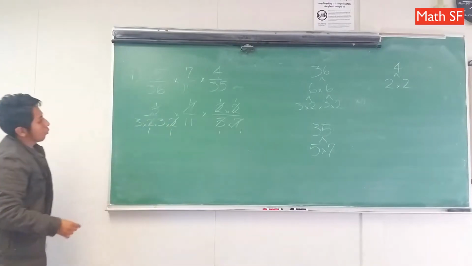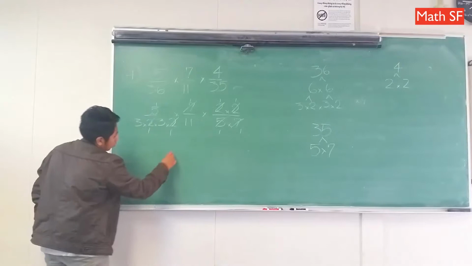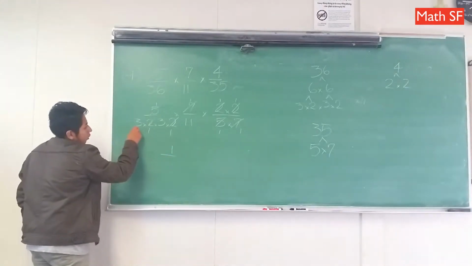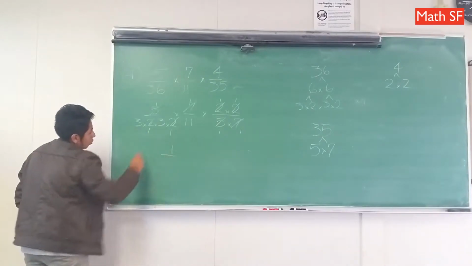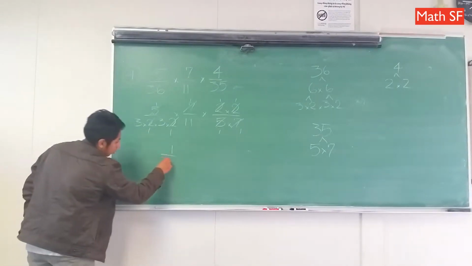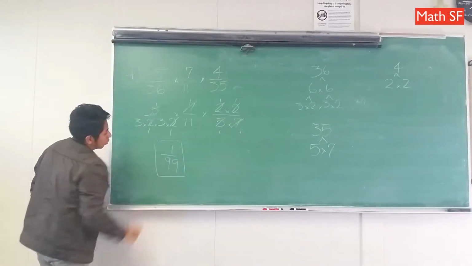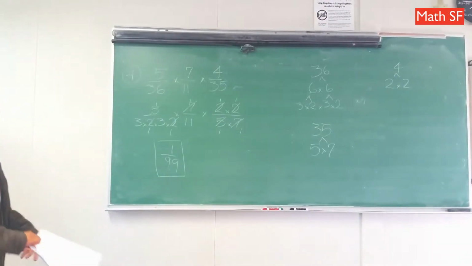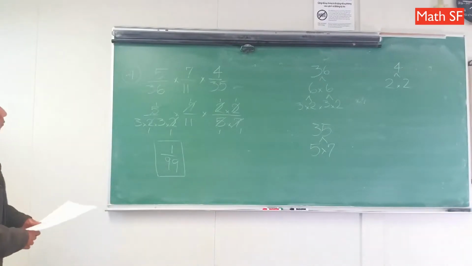So what are we left with? 1 times 1 times 1 times 1, which is 1, over 3 times 3 times 11, which is 3 times 3 is 9, times 11 is 99. So our final answer is 1 over 99. The next problem.